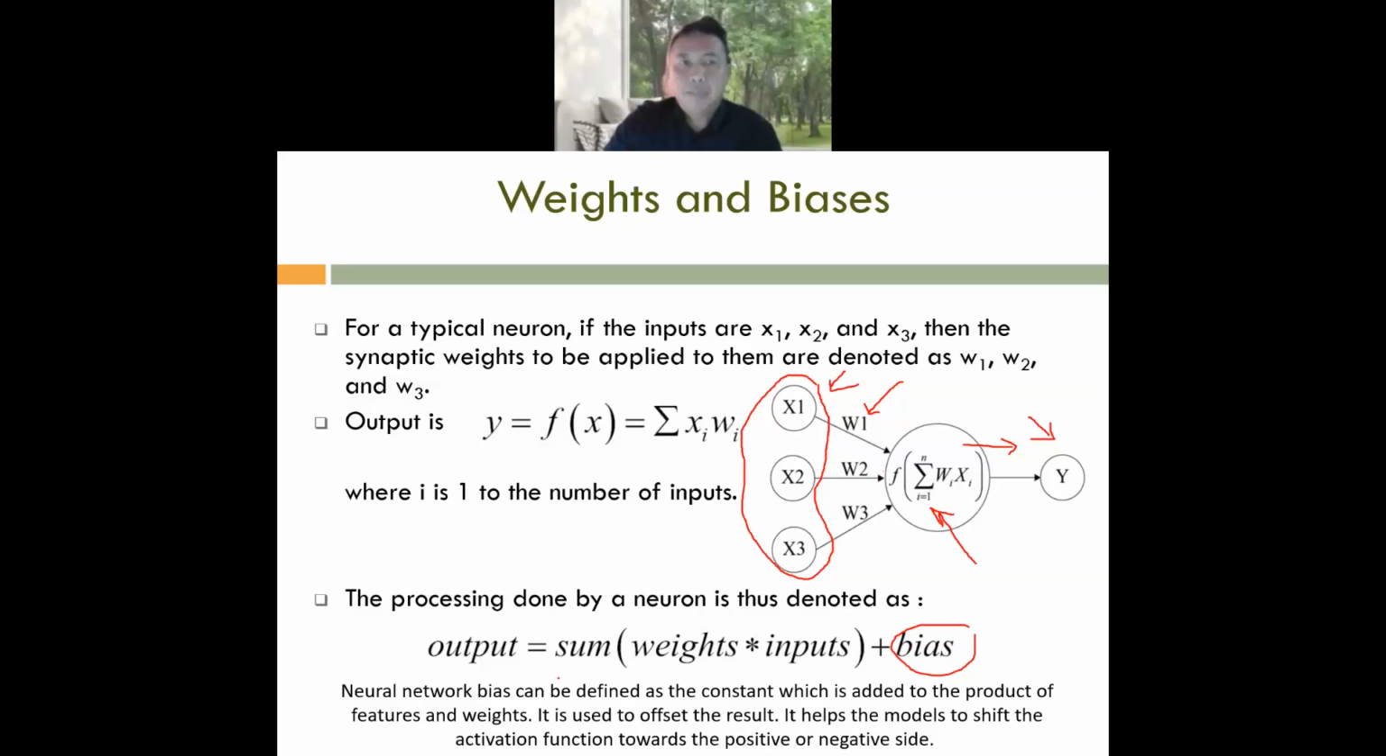So it helps the model to shift the activation function towards the positive or negative side. This is to adjust so that most of the positive and negative output will match the actual output. So the ones that will be tuned, or estimated here, will be your weightage and also the bias, given all the input you have and also the output.